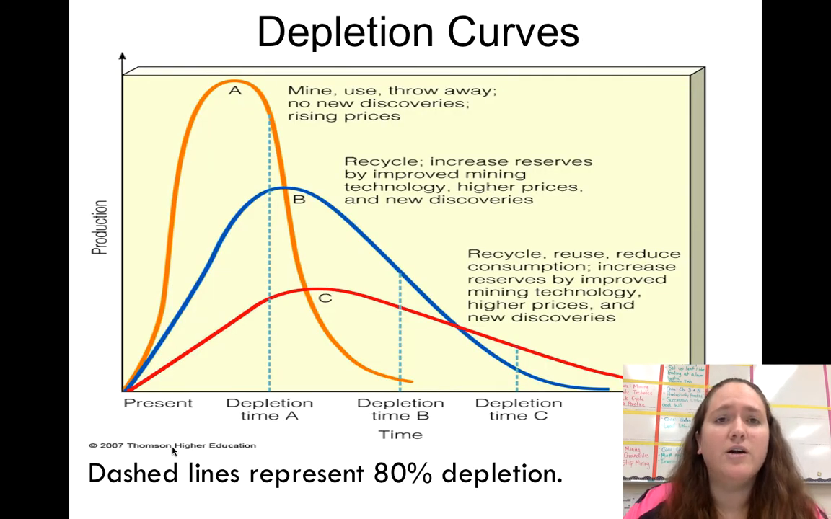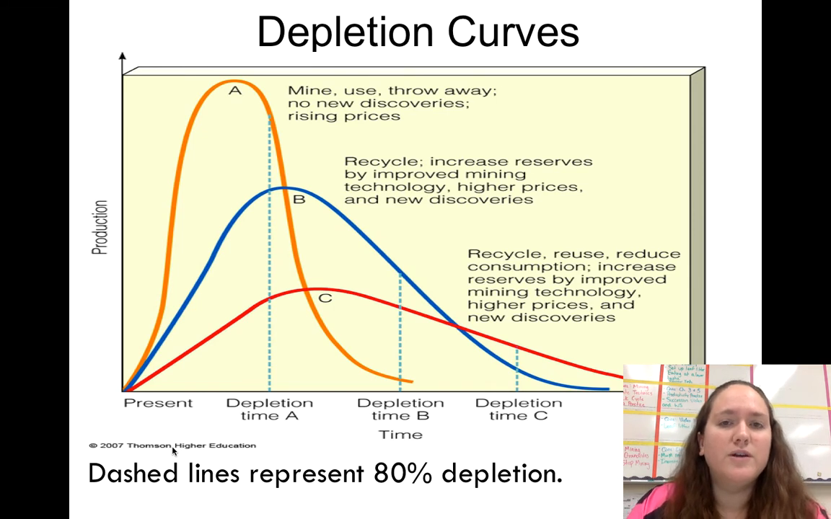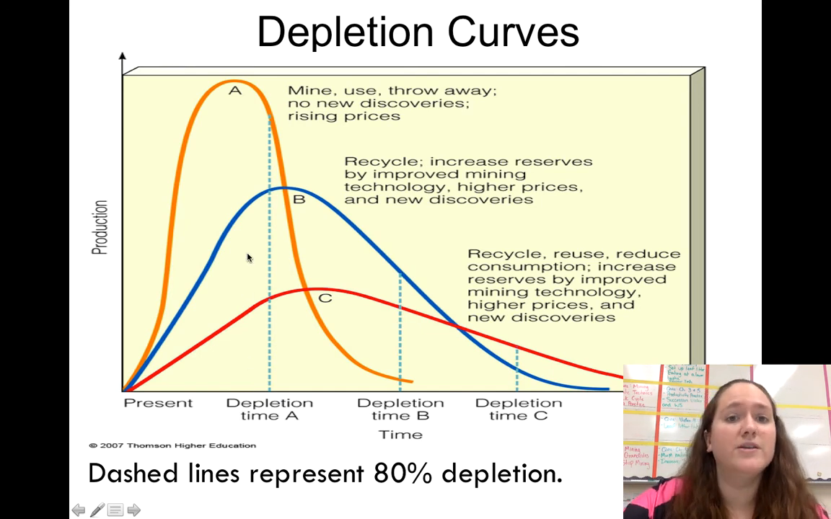So the last thing we're going to talk about are depletion curves. This is also in your book. I think you did it on your concept card. So there's 3 different scenarios. Either A, you can mine something, use it, throw it away, never make any new discoveries. The price is going to shoot up because you don't have as many resources. So depletion time is very short. You don't have very much time to use the materials. It's not a very extended life. That's your first situation. Very unsustainable.